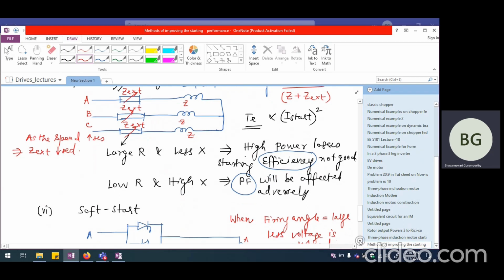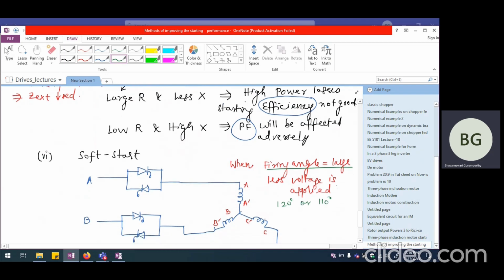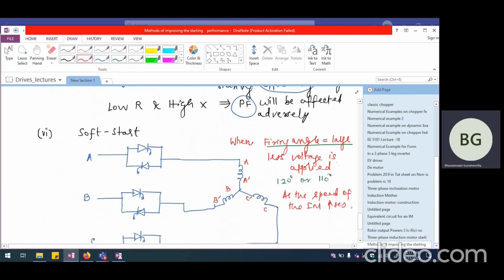The same way here in the soft start, initially we are going to have a large firing angle, let us say as high as 120 degrees or 110 degrees. Now, as the speed of the induction motor increases, we are going to decrease the firing angle. The firing angle might go from 110 to 90 degrees, 80 degrees, and so on. So the firing angle will be decreased.